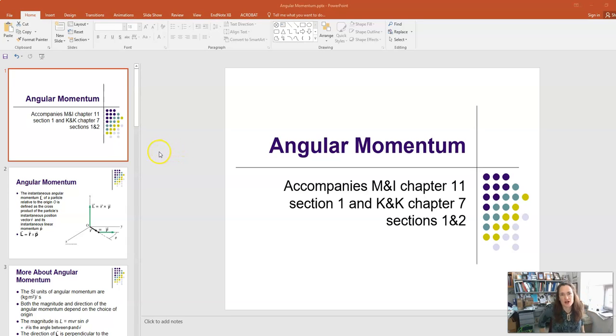So in this lecture, I'd like to introduce the concept of angular momentum, and this accompanies Matter and Interactions, your textbook by Chabay and Sherwood, Chapter 11, the beginning section 1, and your supplementary textbook, Kleppner and Kolenkow, An Introduction to Mechanics, Chapter 7, sections 1 and 2.